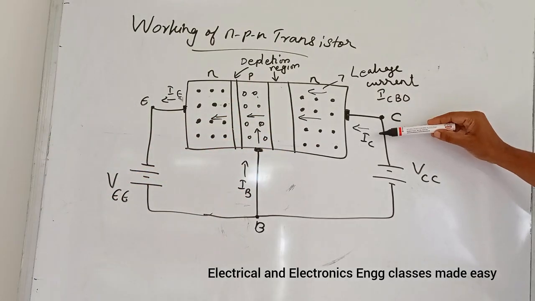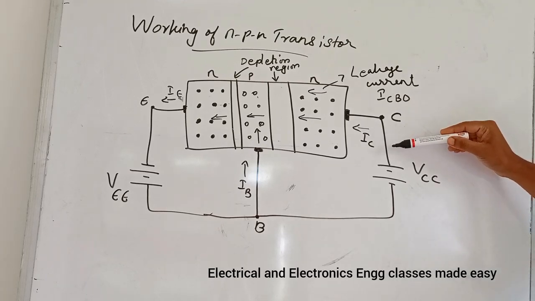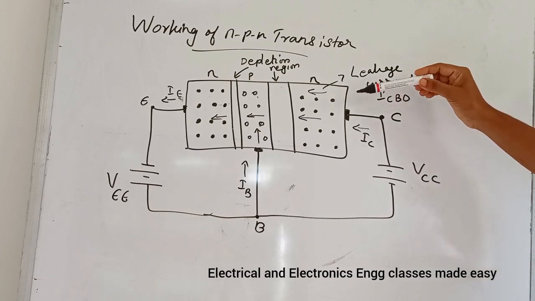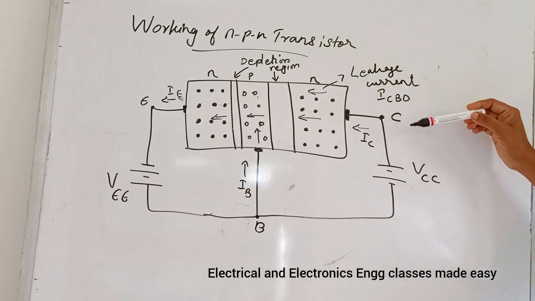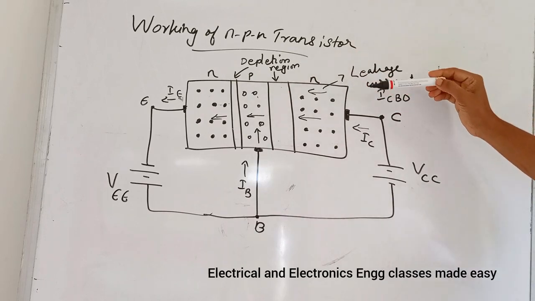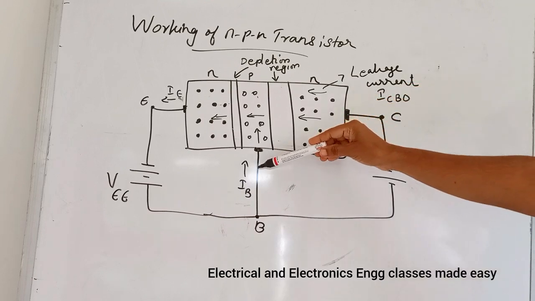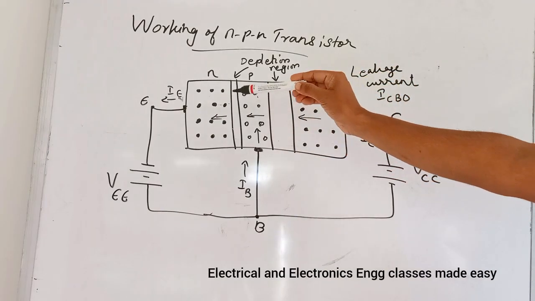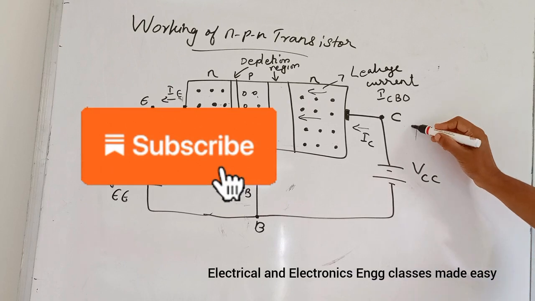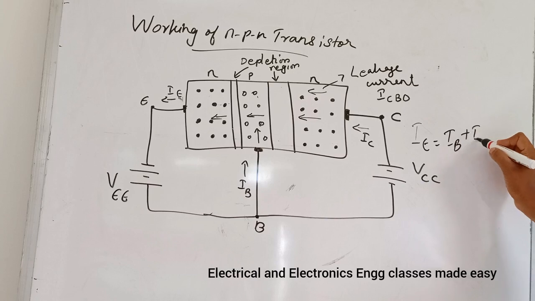So this is the collector current IC, and this collector current is also called injected current because this current is produced due to the electrons injected from the emitter region, and it is clear that the emitter current is the sum of collector current and base current. That is, collector current plus base current is equal to the emitter current. That is, IE is equal to IB plus IC.